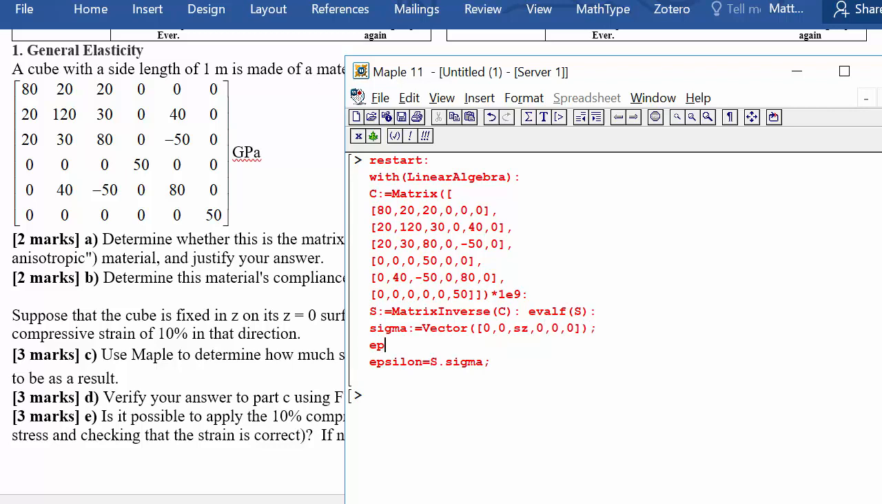And epsilon is equal to vector. Now, most of these are going to be unknown. Ex, Ey, Ez, which we want to be negative 0.1, 10%. And EYZ, EXZ, and EXY. So actually, for these last three, it should be 2 times these, or we could just work with the engineering strains.